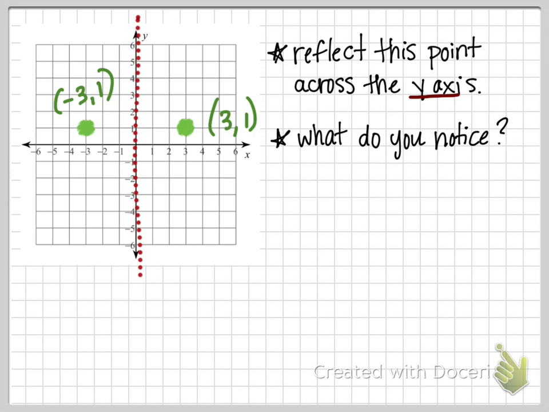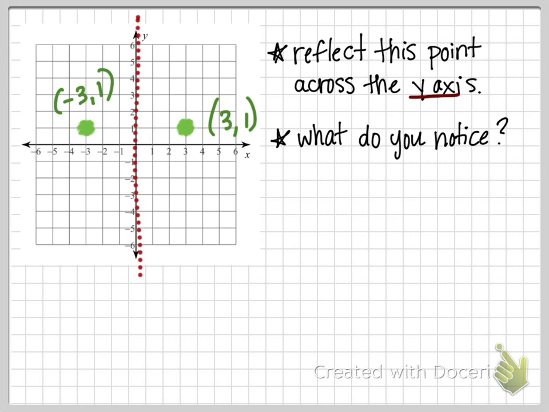What do you notice about the coordinates? What happened here? Hudson? The y coordinate changed into a positive number. Which one changed to a positive? The y. The x, good, the first one. So we took the opposite of the x, but the y coordinate stayed the same. 1 stayed the same both times.